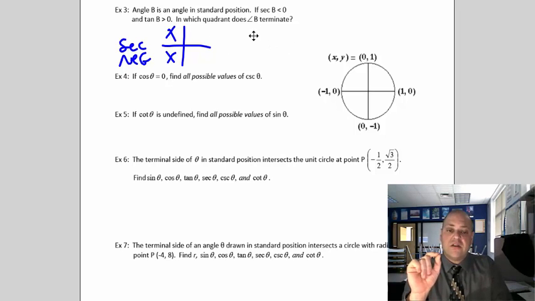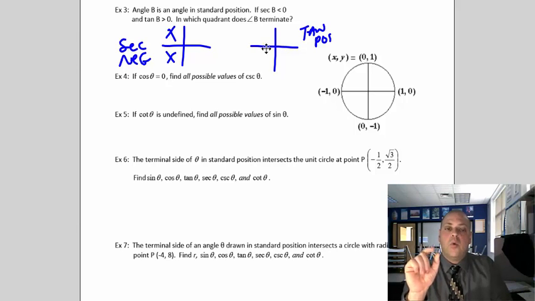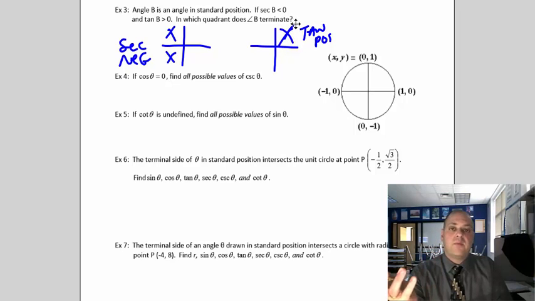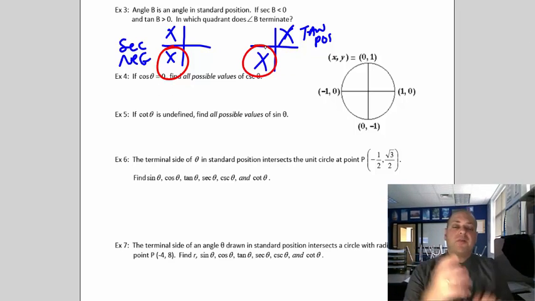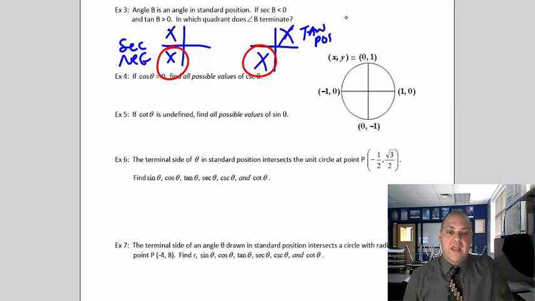How about tangent? Let's do another one, for tangent positive. Where is tangent positive? Tangent's positive in quadrant 1, because everything's positive there, and tangent's positive in quadrant 3. So, which one of these qualifies for both? Well, quadrant 3 is the one that got an x both times, so we must be talking about a quadrant 3 angle. So the answer to this question is quadrant 3.